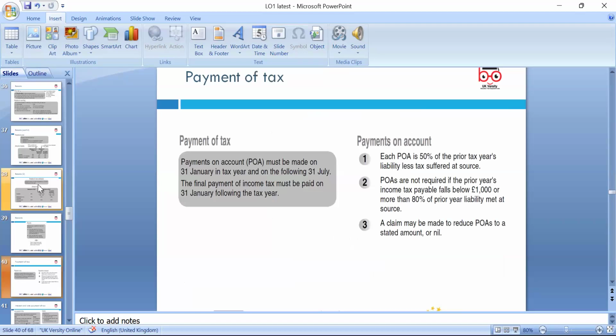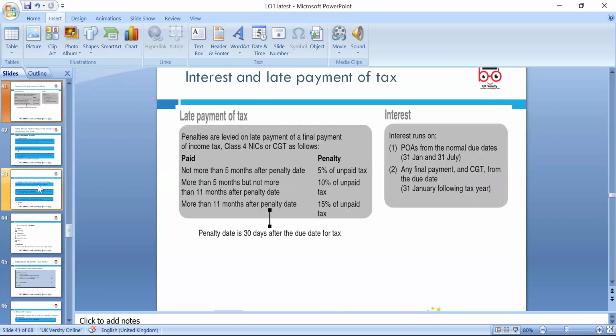So we have to look around the payments on account. POA must be made on the 31st January and 31st July, and the balance must be paid on the 31st January of the following year of tax. 50% of the prior tax year liability is the amount suffered. So these further adjustments we have to do accordingly.